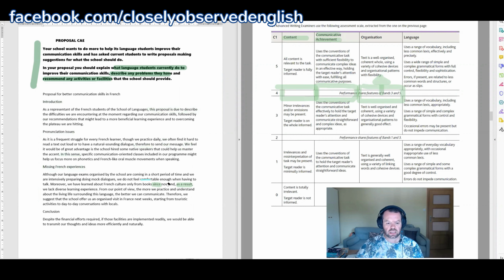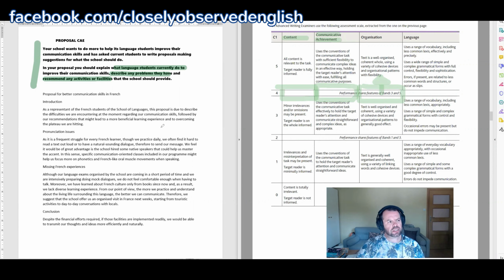There are some nice expressions here that work well, and they work well because they're supported by good organization at a sentence and paragraph level. There are some examples, unfortunately, of language that is not quite right. We've looked at a bit of it already. I like the "might lead to a more beneficial learning experience" in the first paragraph. That's good.